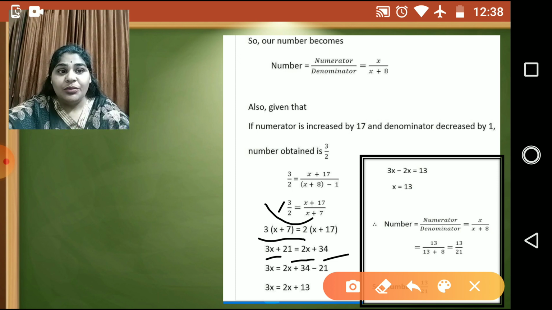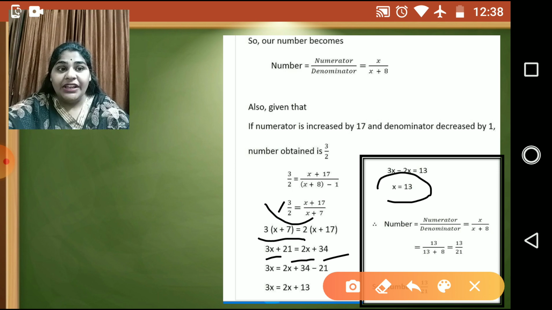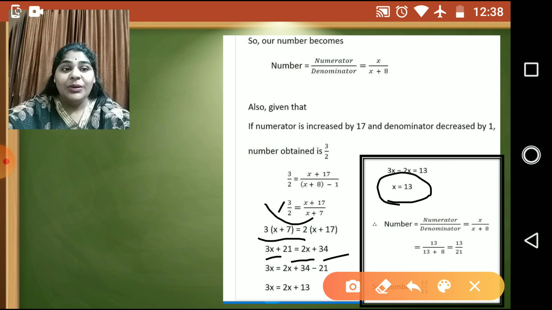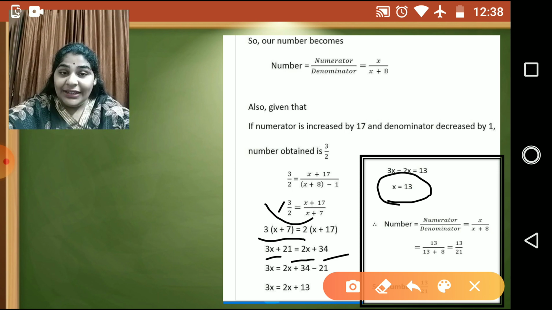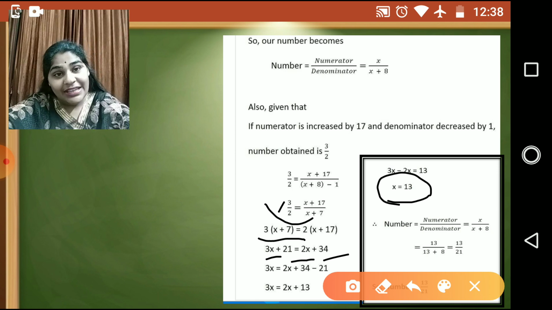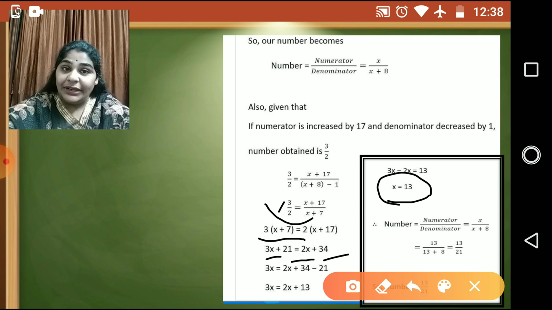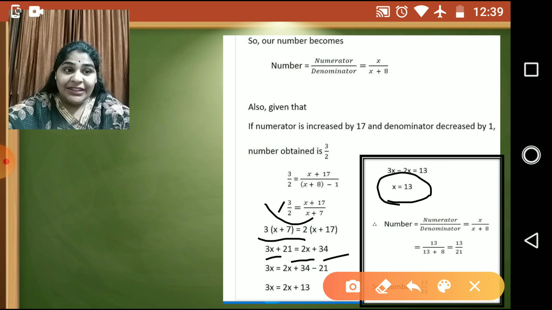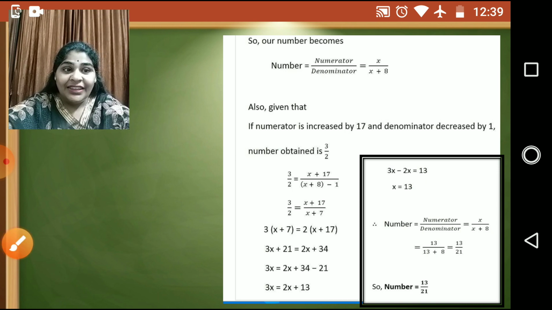After doing this, you will get, after simplifying, you will get the value of x, that is equal to 13. So numerator we have considered is x, so it will be x in the numerator, and denominator is 8 more than the numerator, that is x plus 8, which is nothing but 21. So hence the rational number is 13 upon 21. So I hope this is clear, children.